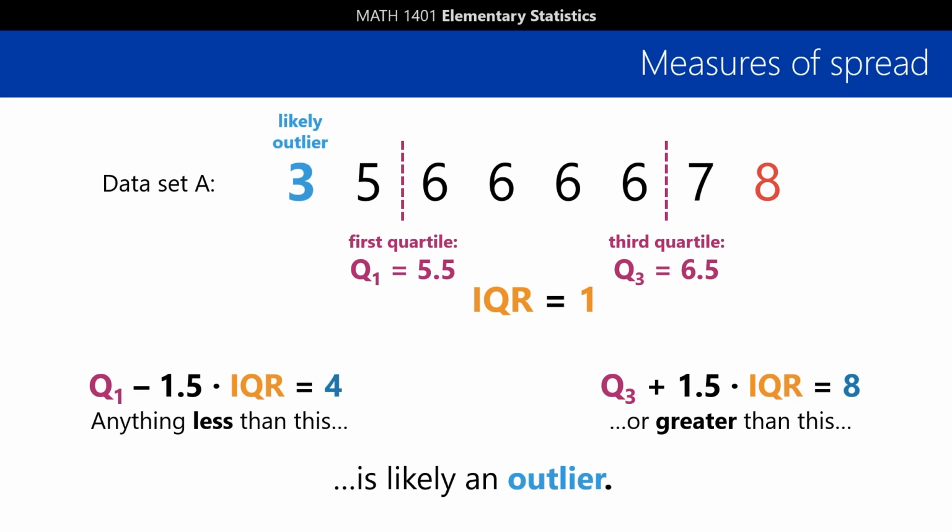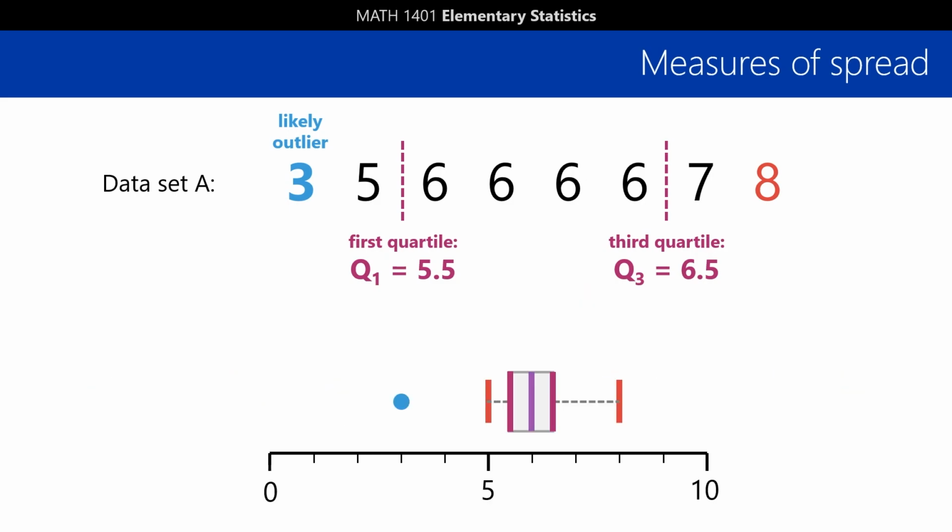3 falls outside that range, so it's probably an outlier, while 8 is right on the edge, so it still fits in our data. On a box plot, we usually use a dot to show an outlier, and we only include non-outliers within the whiskers. Keep in mind, by the way, that this 1.5 IQR rule of thumb is exactly that, a rule of thumb, not a hard and fast conclusion. You may still have to make a judgment call on what counts as an outlier in the end, but the IQR at least gets you started.